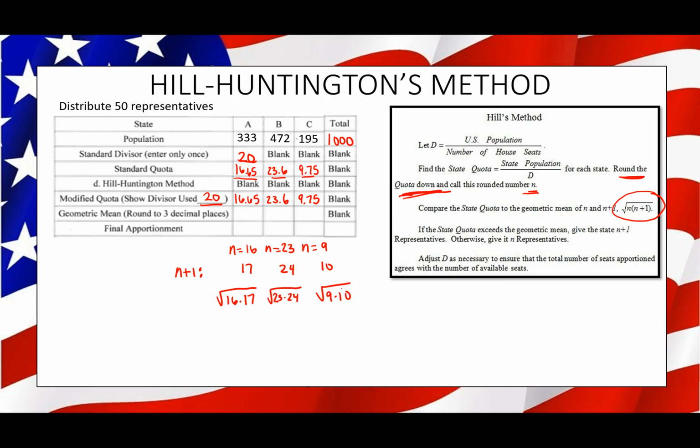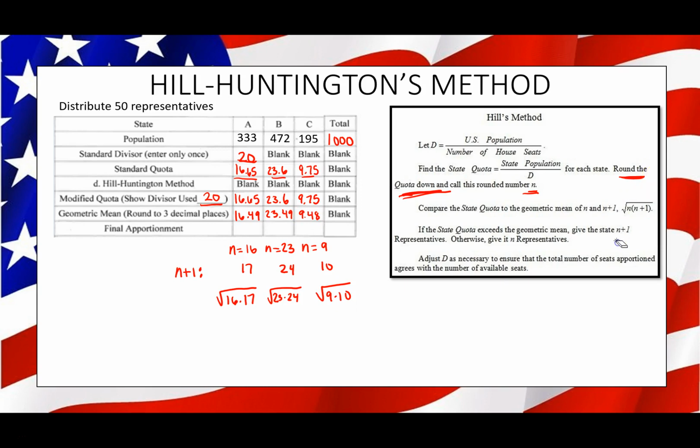So let's do that math. So we're going to do the square root of 16 times 17. Make sure they're both under the square root. Here I get a 16.49. And then the next one, square root of 23 times 24, I get a 23.49. And lastly, square root of 9 times 10, or square root of 90, is a 9.48. Okay, and we're hoping that this works so we don't have to modify our quota.